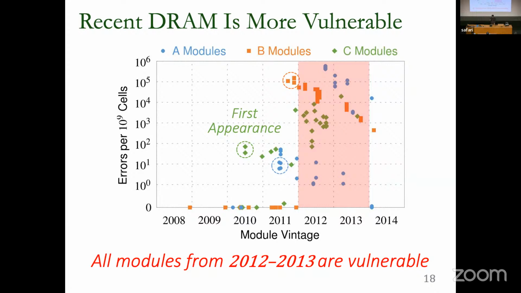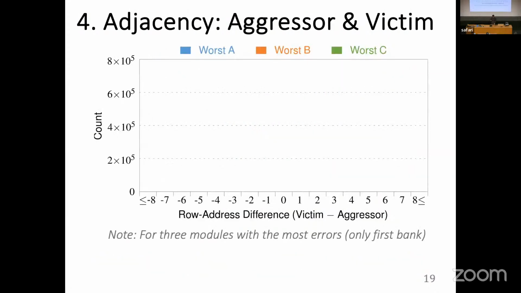We can clearly see that, as this red band in the plot shows, after a certain year almost all the modules are suddenly very vulnerable to these RowHammer vulnerabilities. They have many bitflips, and it seems that the newer the modules are, the more vulnerable they are, or the more bitflips they experience.